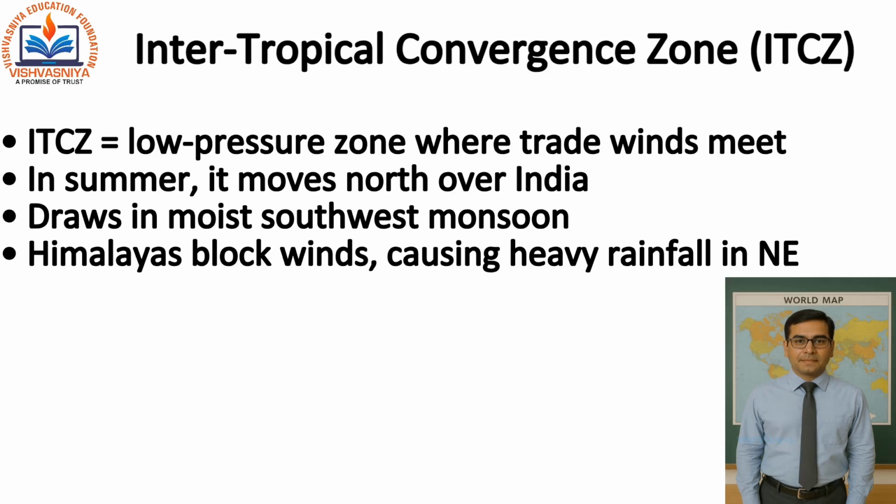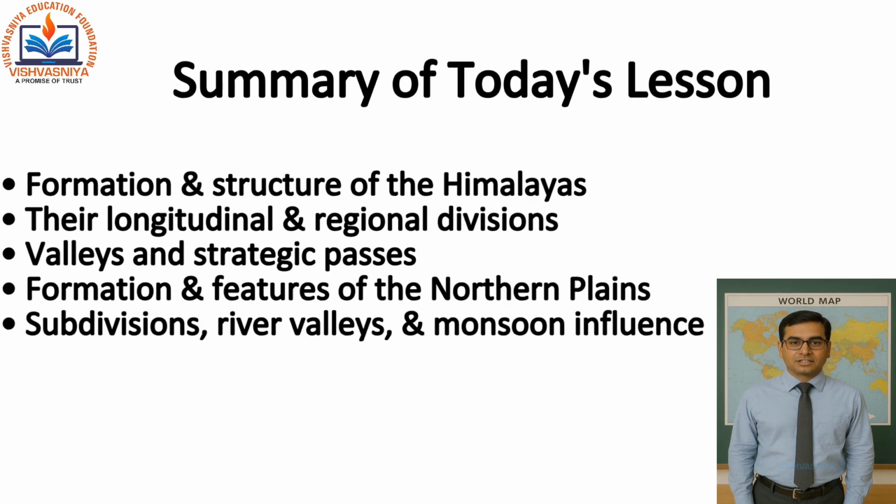Now a key climate concept: the Intertropical Convergence Zone, ITCZ. In summer, this low-pressure zone moves north over India. It pulls in moist southwest monsoon winds, which hit the Himalayas and cause heavy rainfall, especially in the Brahmaputra Valley and eastern plains.